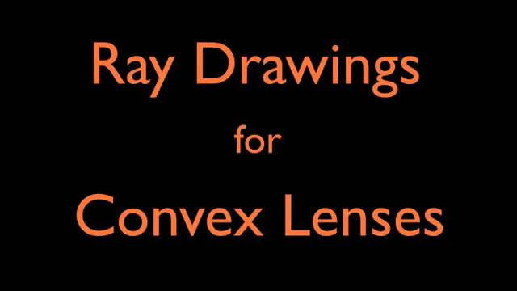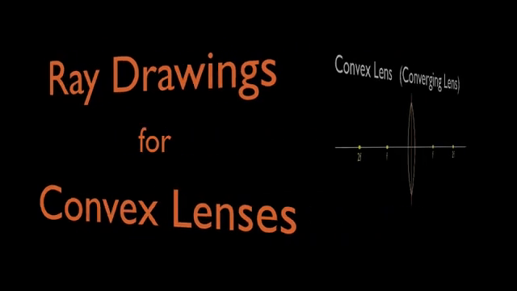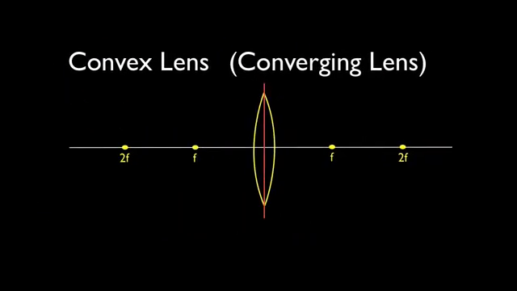Okay, in today's video, I'm going to go over drawing ray diagrams for convex lenses. This is the general setup that we're going to use, and I think this is what you see most of the time in a textbook. Here we have our convex, or converging, lens, and there are some parts of this diagram that we should be aware of.